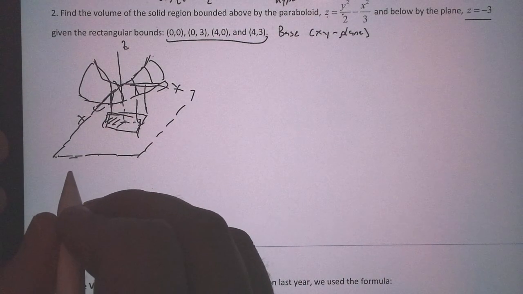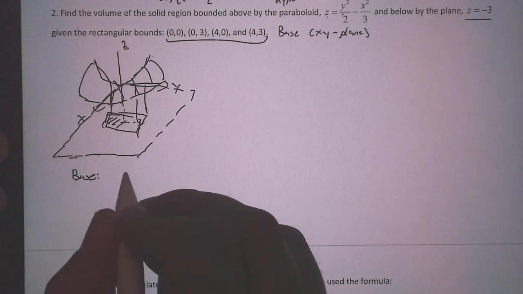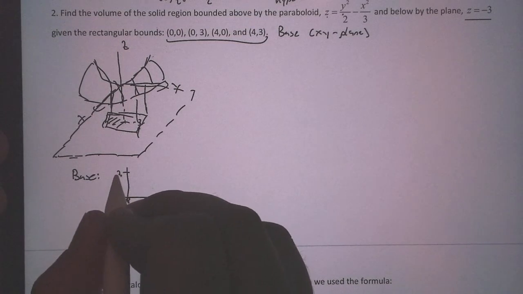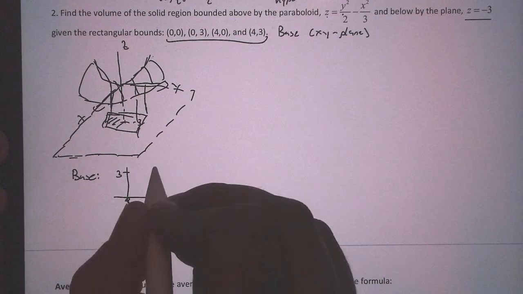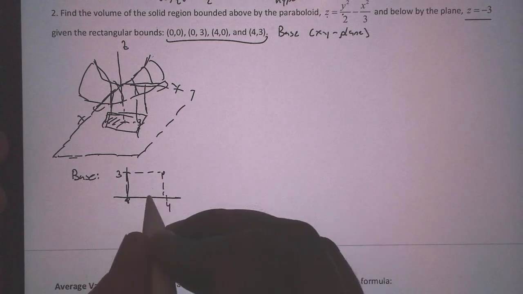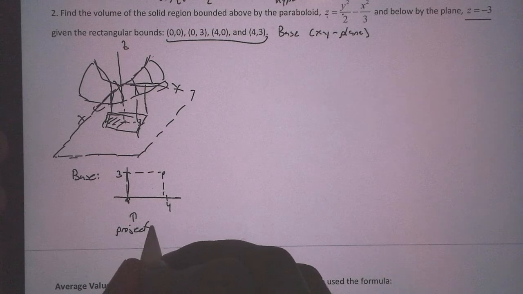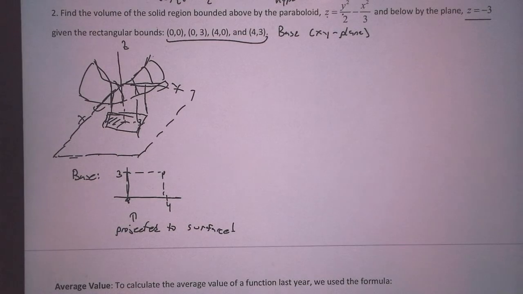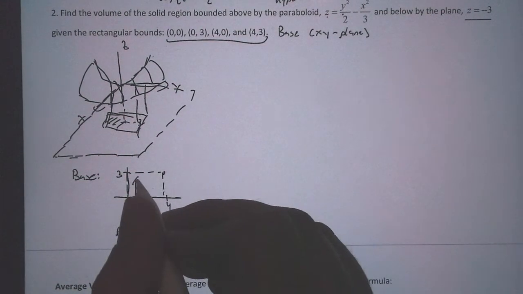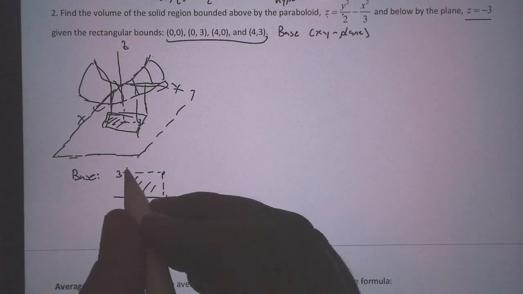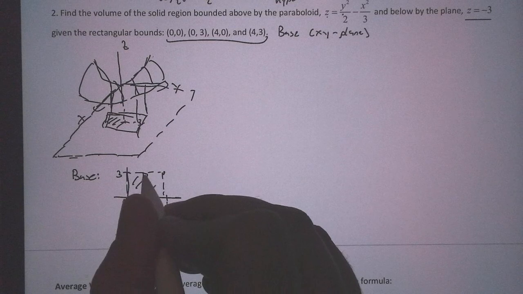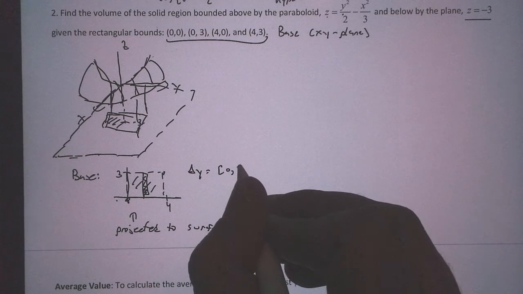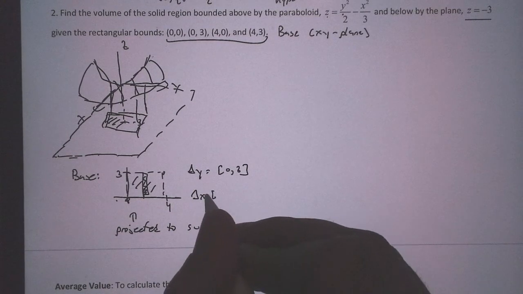So we're going to start off with the base because, like the song says, it is all about that base. My base is from (0, 0), (0, 3), (4, 0), and (4, 3). So there's our rectangular base. Remember, this is being projected to the surface, to our hyperbolic paraboloid. And that's going to give me my limits. So I'm going to use a vertical rectangle here. So that's going to give me my change in y values. My y values are going to go from 0 to 3. Then my x values are going to go from 0 to 4.